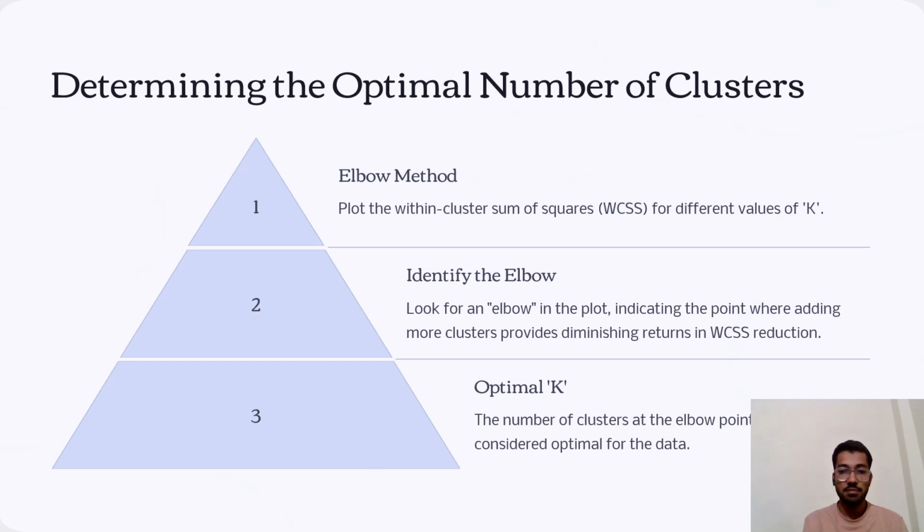Determining the optimal number of clusters. First is the elbow method. Plot the within-cluster sum of squares, WCSS, for different values of k. Then identify the elbow. Look for an elbow in the plot indicating the point where adding more clusters provides diminishing returns in WCSS reduction. Then optimal k. The number of clusters at the elbow point is often considered optimal for the data.